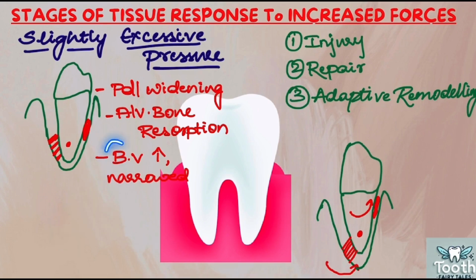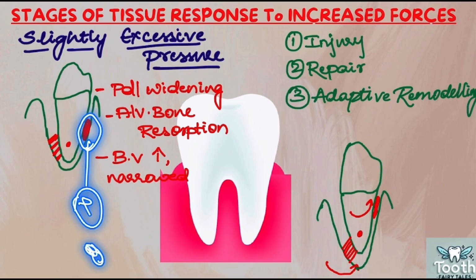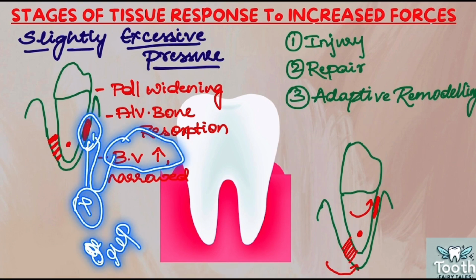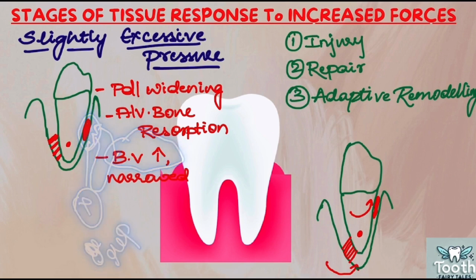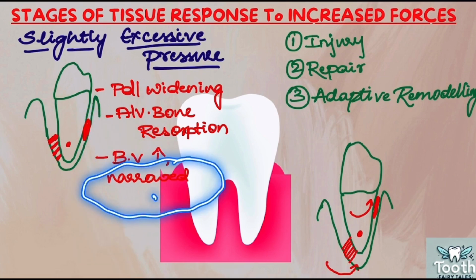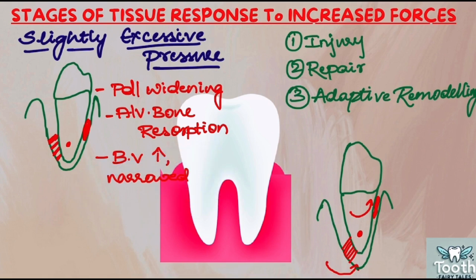It is a body defense mechanism. By this neovascularization, here the damage has occurred and now the body has to repair this. So in order to repair, the blood vessels are getting increased. These blood vessels are providing the oxygen and the nutrients to the area in order to promote the repair. And the second change that you see in relation to the blood vessels is narrowing of the blood vessels.